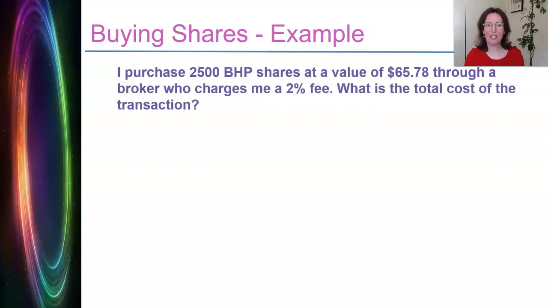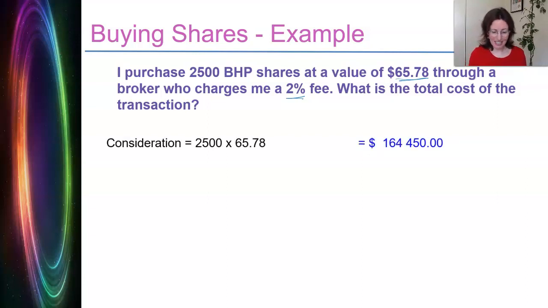Let's do an example. So if you were to purchase 2,500 BHP shares at a value of $65.78 per share through a broker, and they charge you a 2% fee, what's the total cost for that individual transaction to buy those shares? The consideration then is, this is the number of shares, 2,500. We multiply that by the cost of each share and we get this amount of money. Whew, huge amount of money there. Who's got that much? It's just an example.